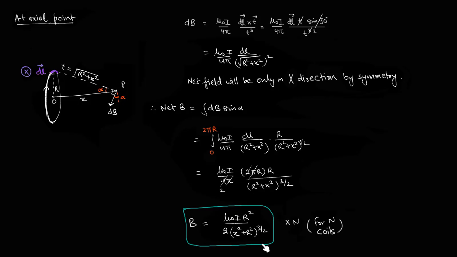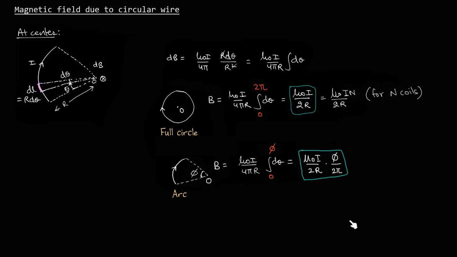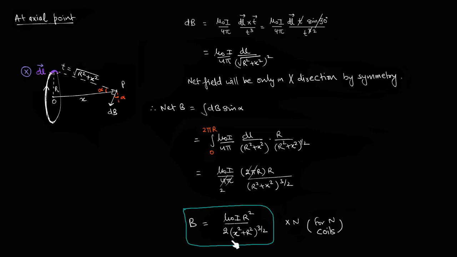So you may remember this result, and if there are n loops here, again the field will be n times of this because the current will be n times. In general, you can remember that if you increase the current by any amount, magnetic field will be increased in the same proportion. If you double the current, field will be doubled everywhere. So this is again for the circular arc. At the center it is mu naught I by 2r, and at axial position it is this.